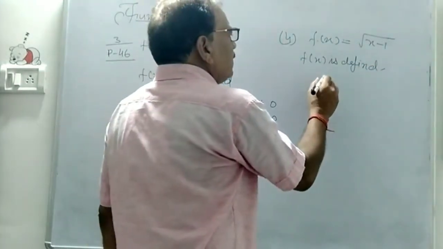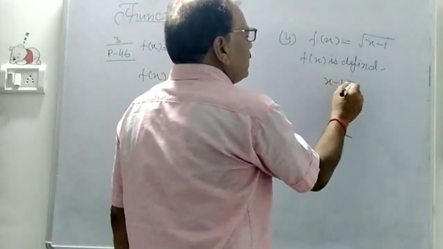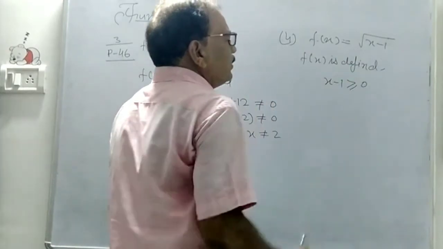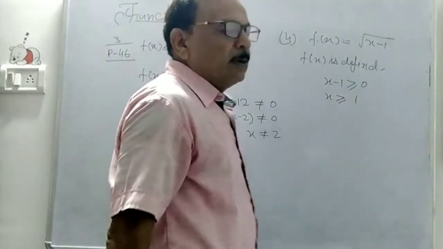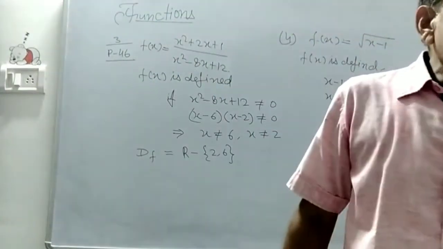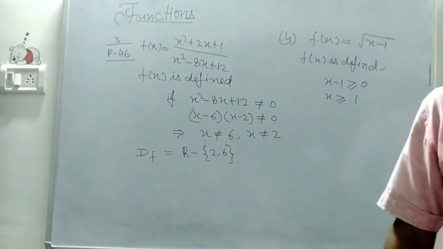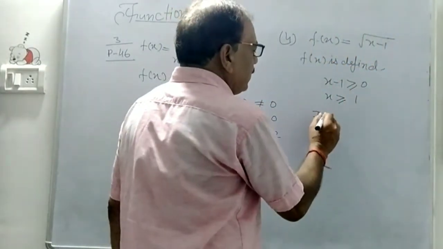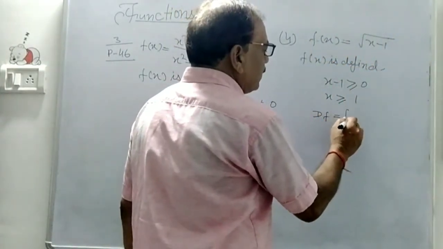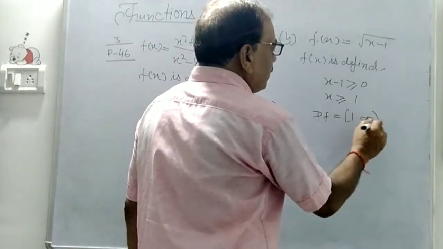तो दिस फंक्शन इज डिफाइंड व्हेन x minus 1 is greater than or equal to 0. It means that x is greater than or equal to 1. The domain of this function is 1 to infinity. The domain of function हो गया, 1 to infinity.